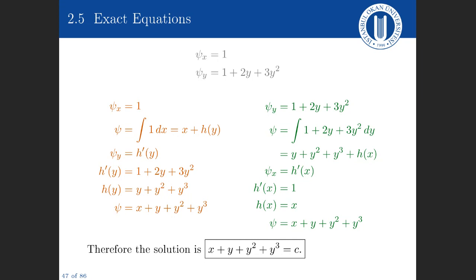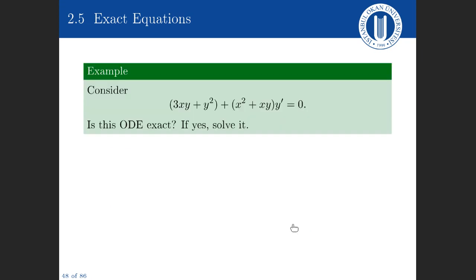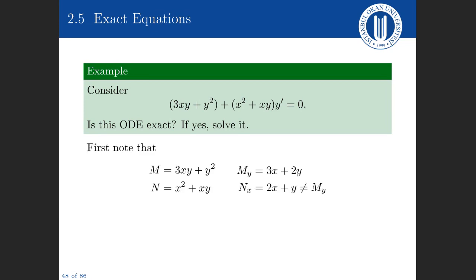Let's go on to the next one. Consider (3xy plus y squared) plus (x squared plus xy) y prime is equal to 0. Is this differential equation exact? And if the answer is yes, solve it. Start with M, N, My, and Nx. My is not the same as Nx, so this differential equation is not exact.